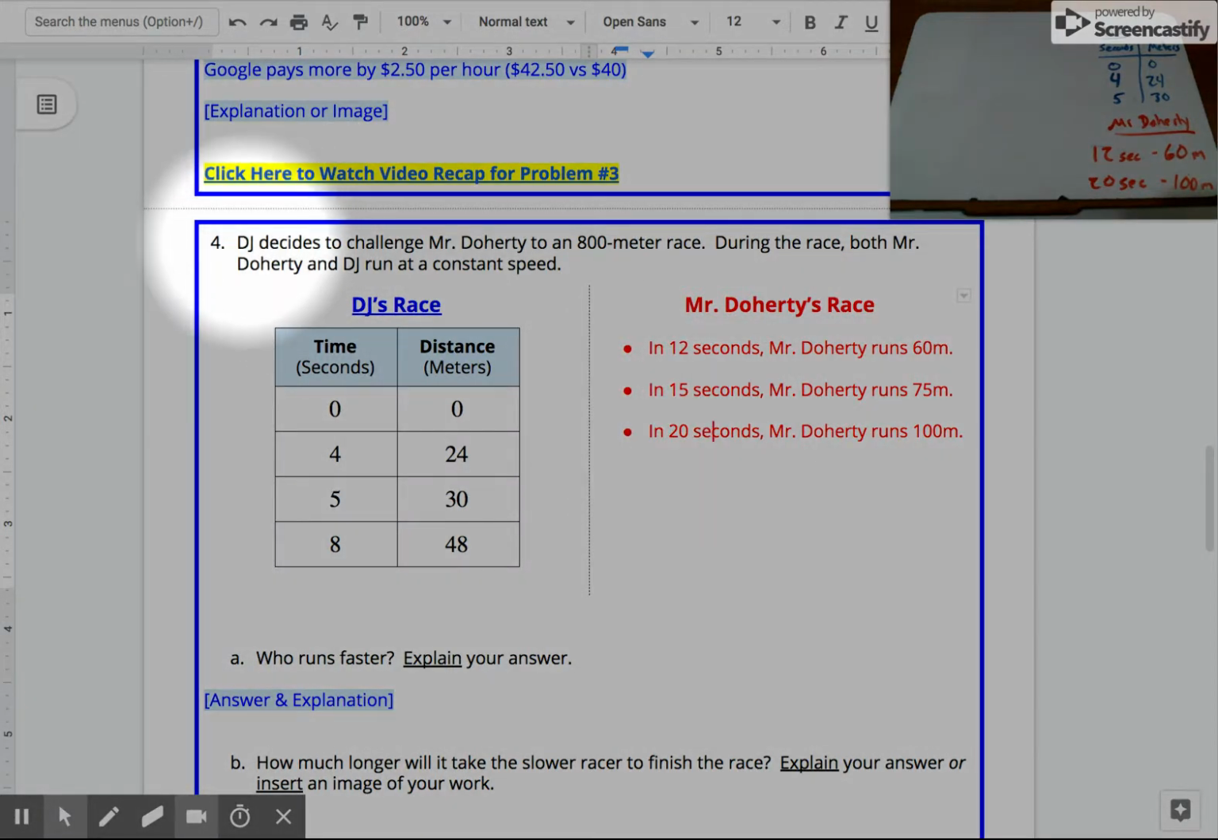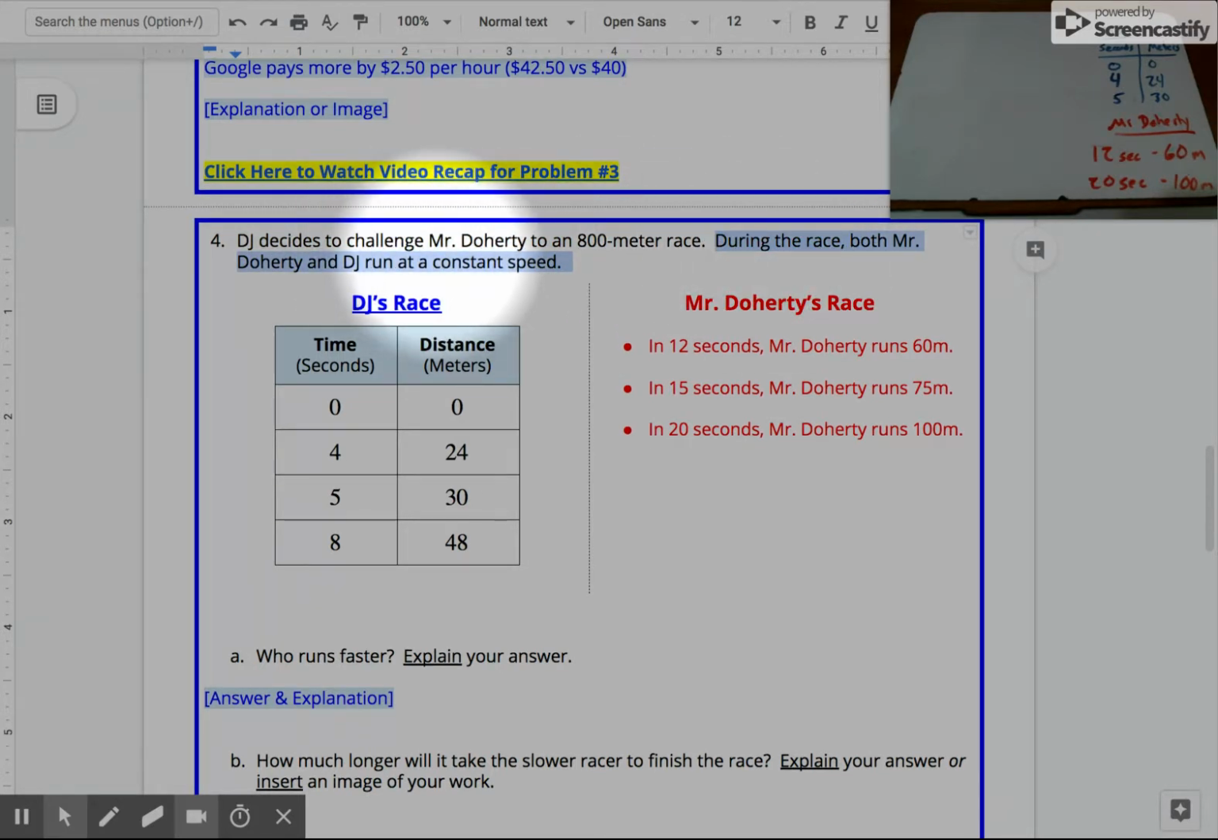For problem 4, we're told that DJ, for some reason, decides to challenge me in an 800-meter race. We're also told that during that race, both Mr. Doherty and DJ run at a constant speed. They stay the same speed the whole time while they're running.